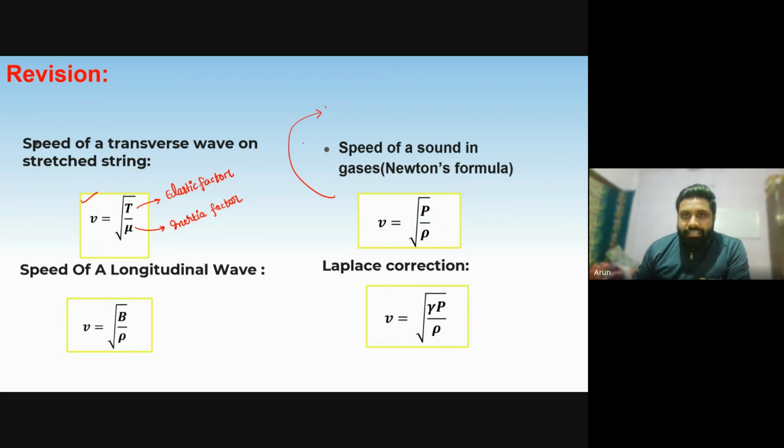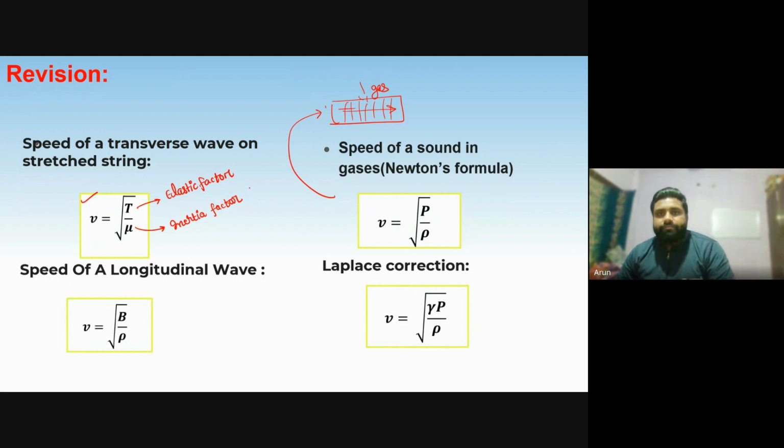So what does it say? If this is the particular medium, the gas, that the sound is using to propagate, and the sound wave is traveling in this way, what happens when we compress it? There will be an increase in pressure, and we know that pressure is directly proportional to temperature.